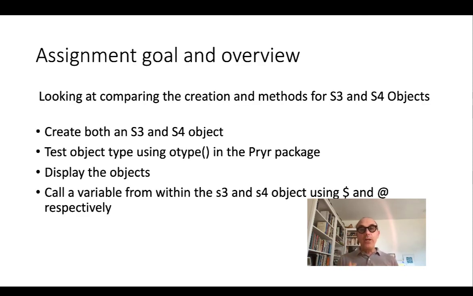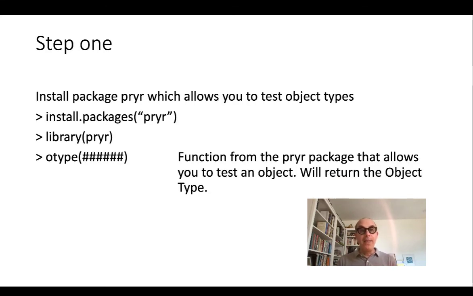Looking at the creation and method of S3 and S4, create both S3 and S4 objects. Test the object type using the type function under a specific R package. Display the object, call the variable within the S3 and S4 using the $ versus the @ for each slot that you know about. So step 1 in the assignment.